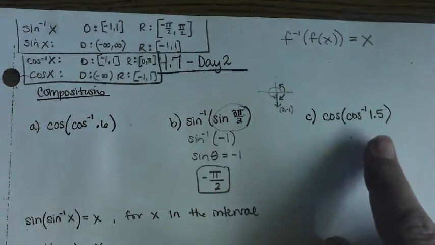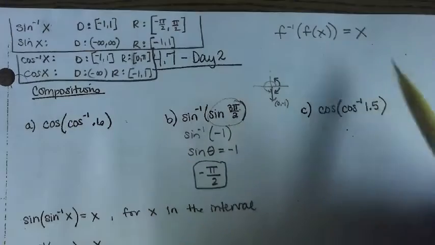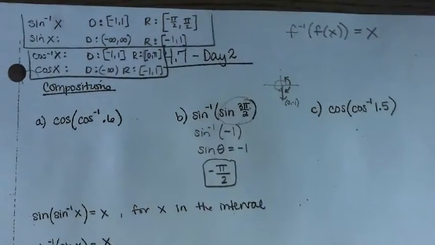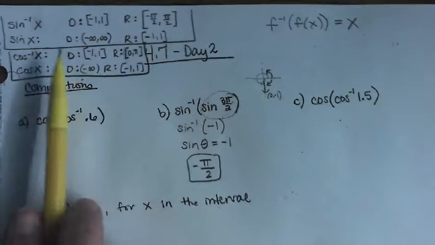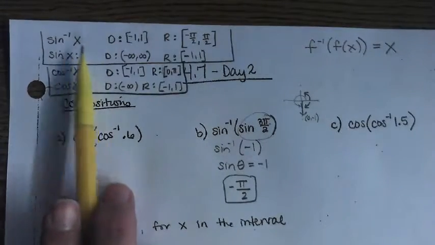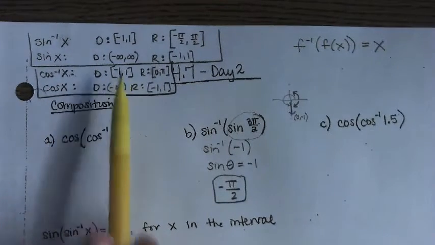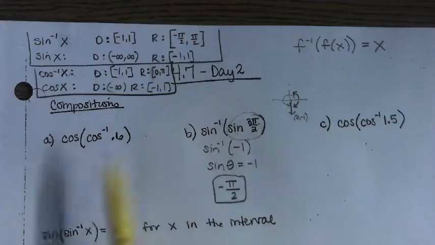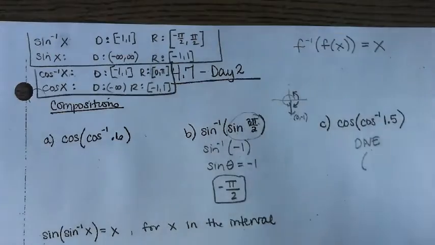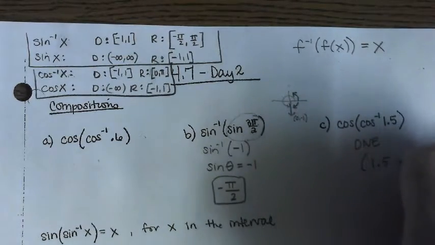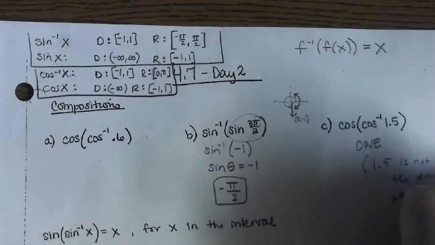So even though the instinct, and what you might be tempted to do, is just cancel this, answer is 0.6. Cancel this, answer is 1.5. But one of those you can't do, because the domain for inverse cosine, same for inverse sine if we ever had it in this order, you can only take the inverse cosine of things that are between -1 and 1. So which one of these does not exist? C. And in parentheses for you to remember, 1.5 is not in the domain of inverse cosine.